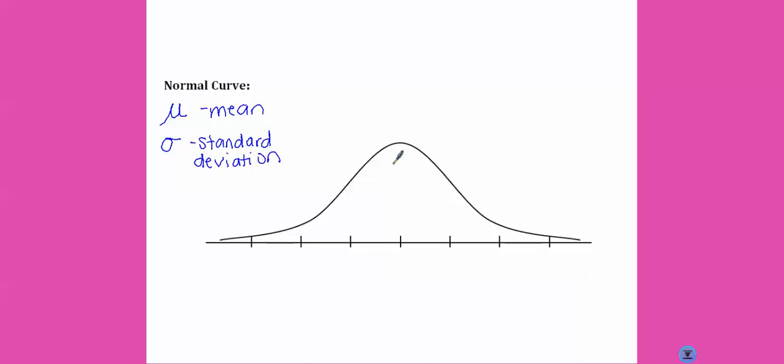So on our normal curve, the mean is always in the middle, and then each line is worth one standard deviation. So this is the mean plus one standard deviation, plus two standard deviations, plus three standard deviations. Or minus one standard deviation, minus two standard deviations, or minus three standard deviations.